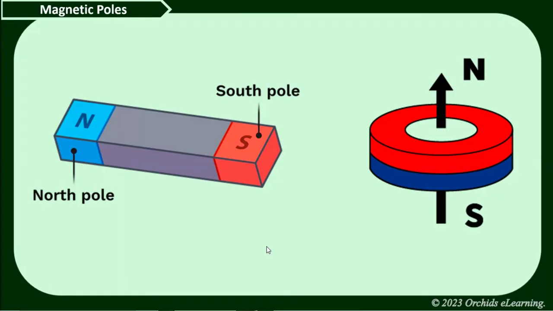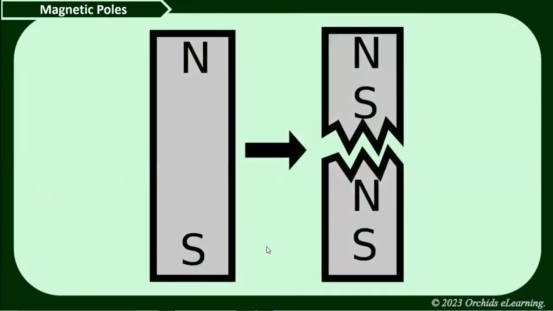The two poles cannot exist independently. If we break a bar magnet, we would get two pieces, each having a North Pole and a South Pole.